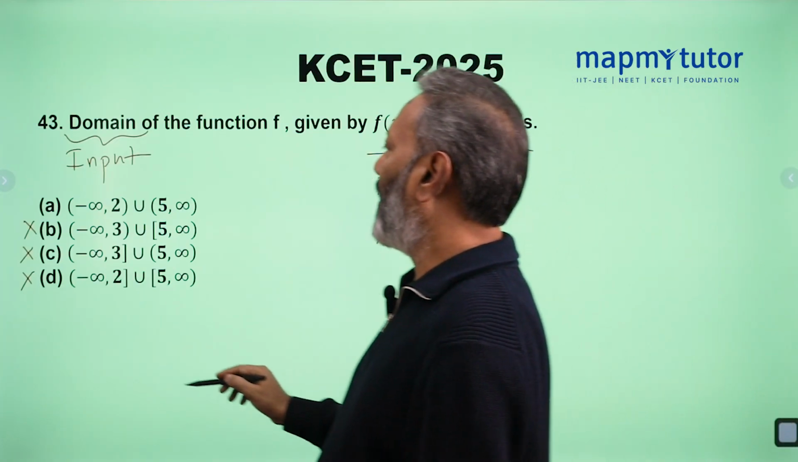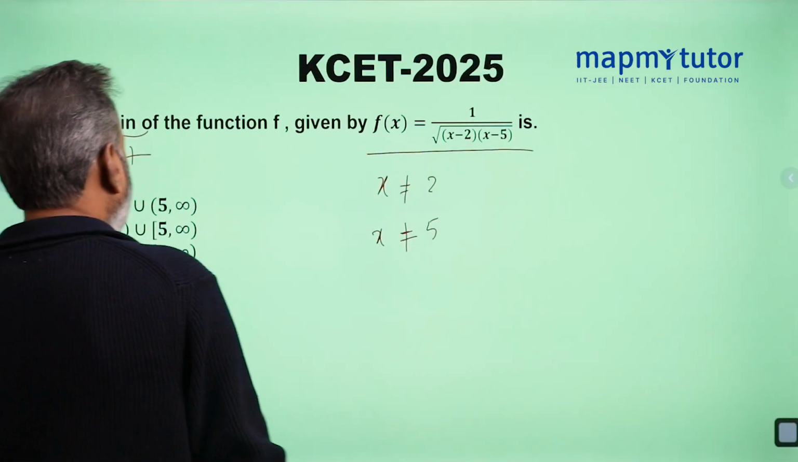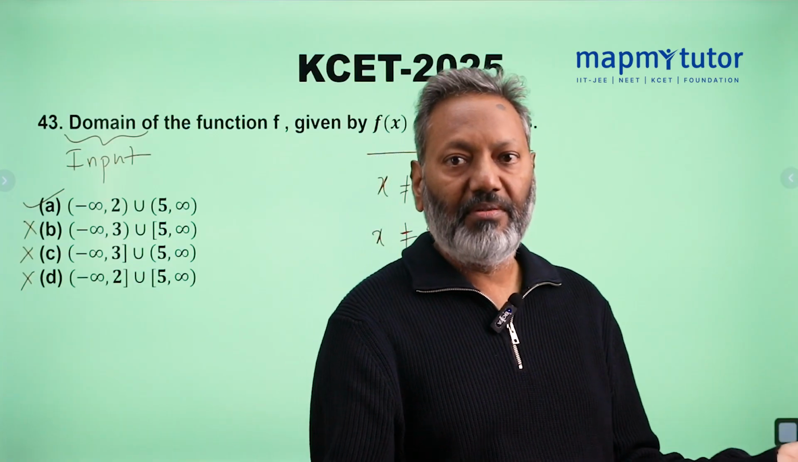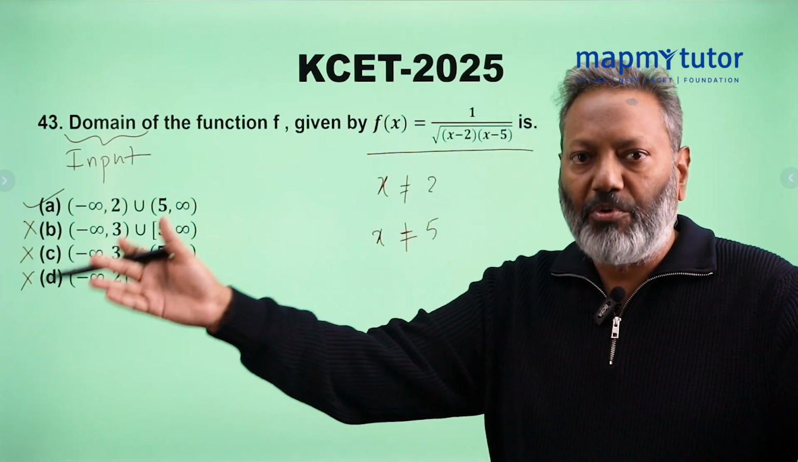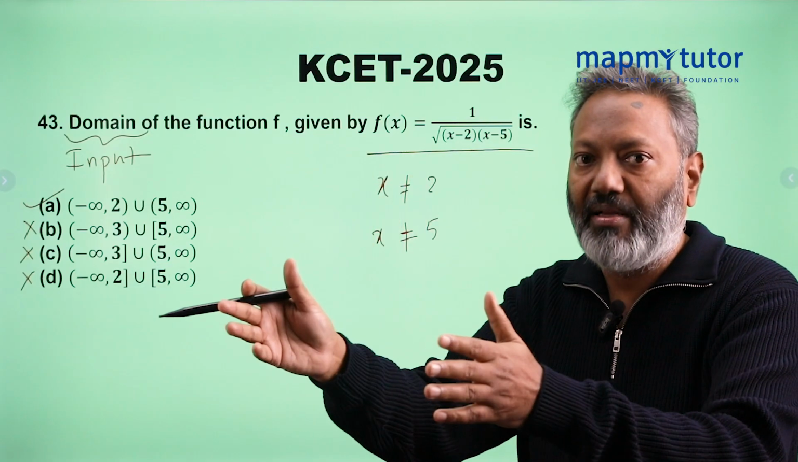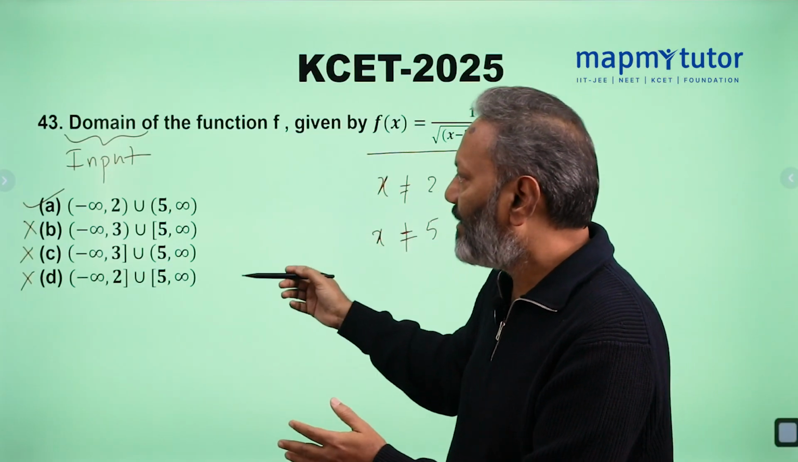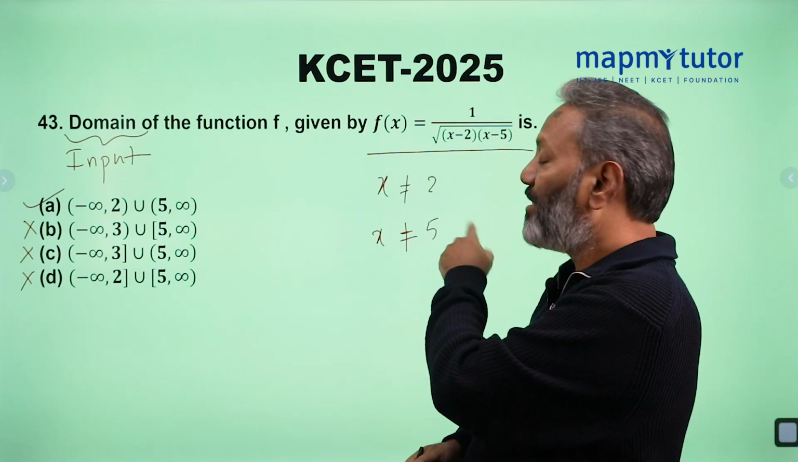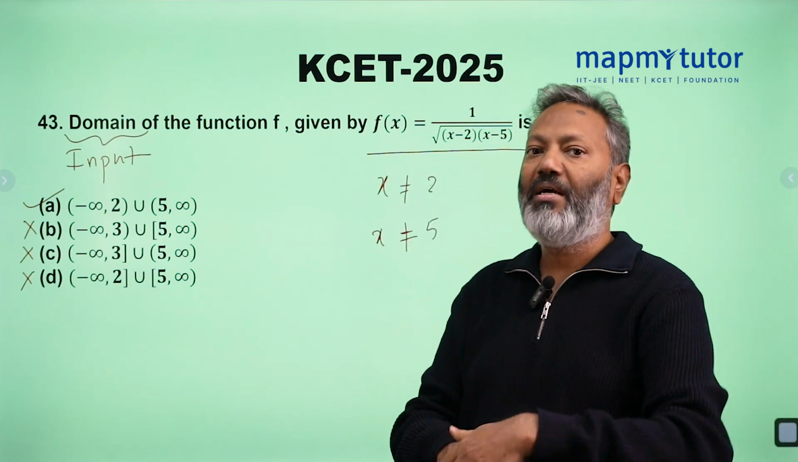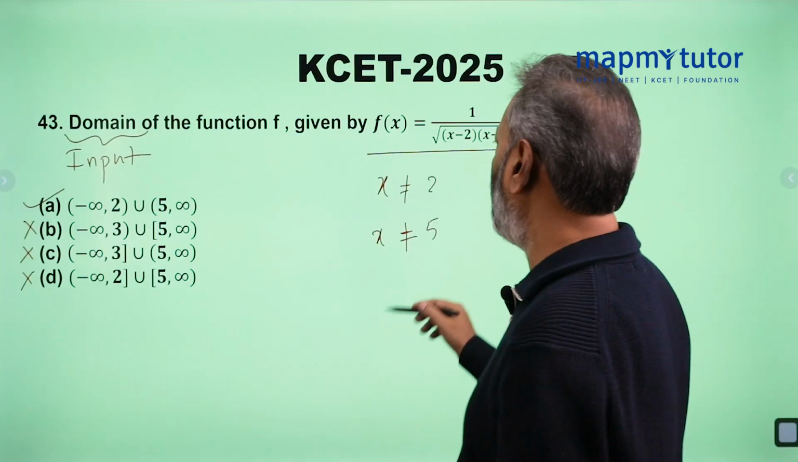And hence the correct answer is option A. See, I didn't do any solution. I just checked the condition. These values cannot be there in the input. What are they? 2 and 5. So I selected the option because in the remaining 3 options, either of these numbers is included, therefore it cannot be the domain.